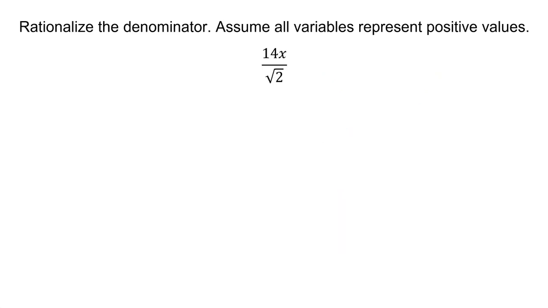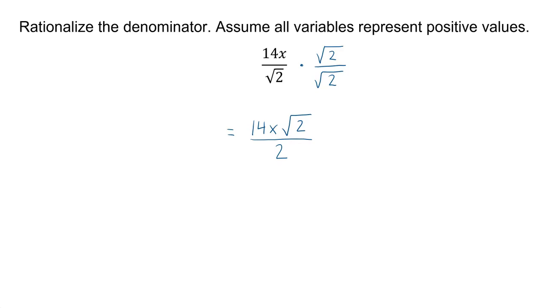Let's do one more example. Let's rationalize the denominator of 14x over the square root of 2. Again, this is a single square root in the denominator of a fraction. So we rationalize it by multiplying the top and bottom of the fraction by the square root of 2. In the numerator, that gives us 14x times the square root of 2. And in the denominator, we have the square root of 2 times the square root of 2, which is 2.